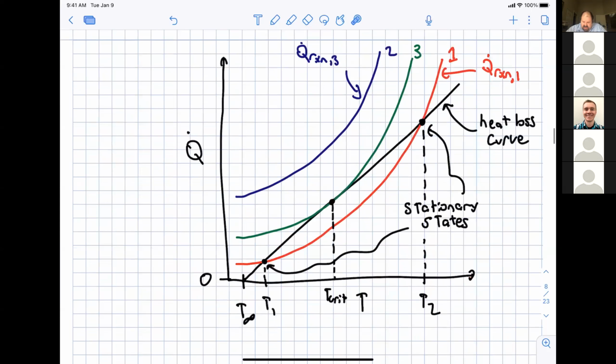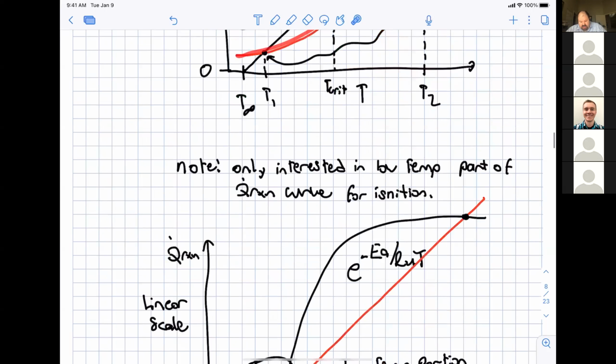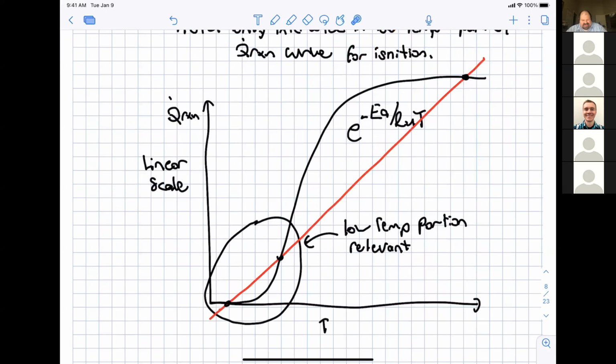Okay, and so there are 3 different cases, and remember, for all 3 of these curves, because we are interested in ignition, we are only interested in this very small portion of the Arrhenius term curve here. Okay, so are there any questions so far?